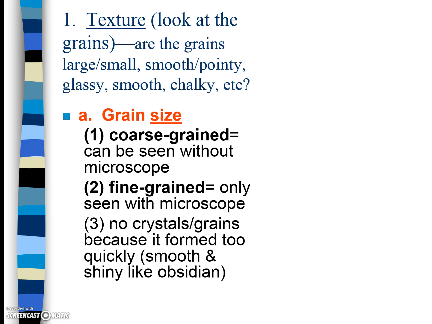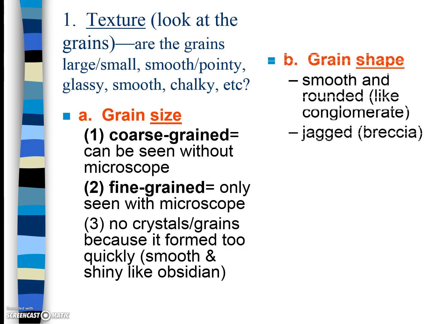The first thing is it's coarse grained. So that means that you can see the mixture of those minerals without even looking at a microscope. So an example of this would be granite, because you can see all those mixtures of those minerals in there without using a microscope. Fine grained is when you can only see it with a microscope. Okay, and then number 3 is no crystals or grains, because it was formed too quickly, meaning it's smooth and shiny like obsidian, which we'll look at in a little bit.